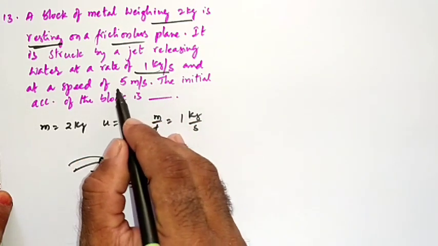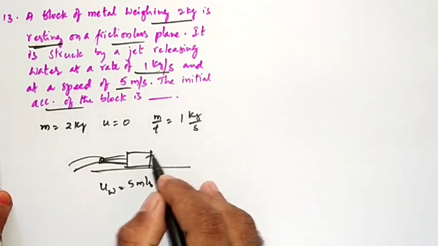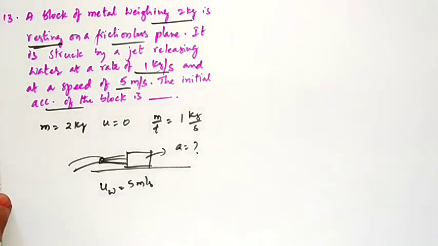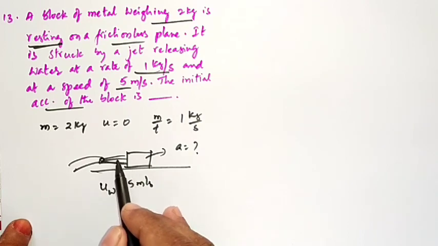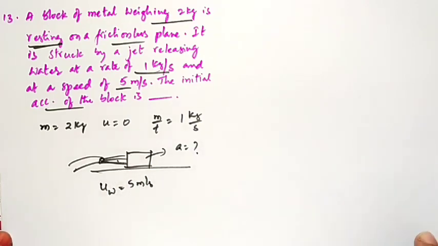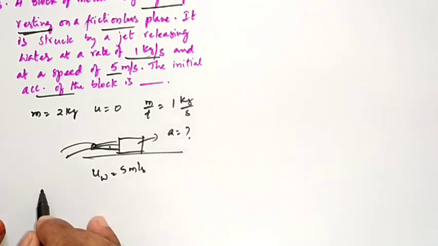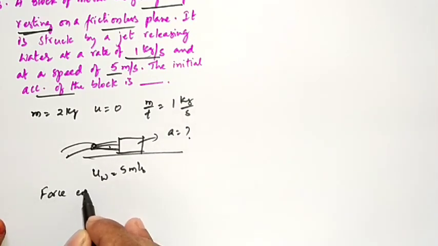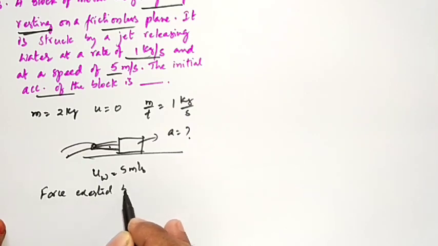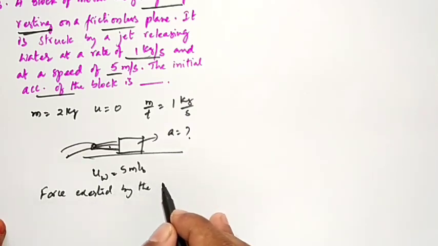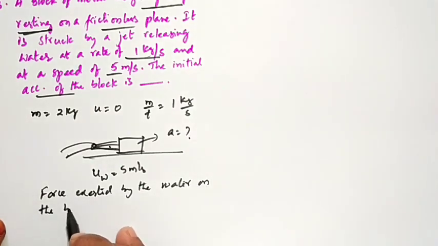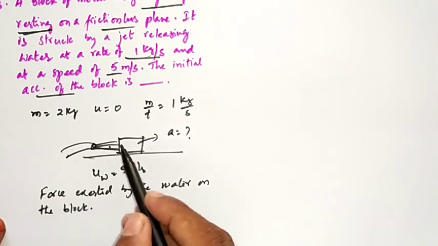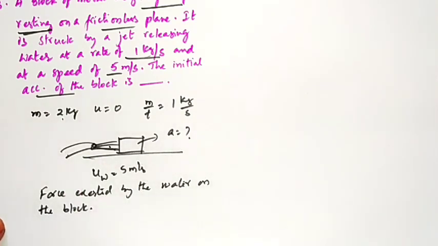The initial acceleration of the block. For the block we need to calculate acceleration. So simple, very simple. Now you have to calculate first how much force is exerted by the water on the block. Understood? So force exerted by the water on the block. If you calculate that, you will be getting force. You have mass of the block, then acceleration can be calculated.